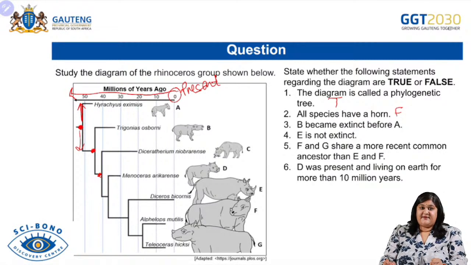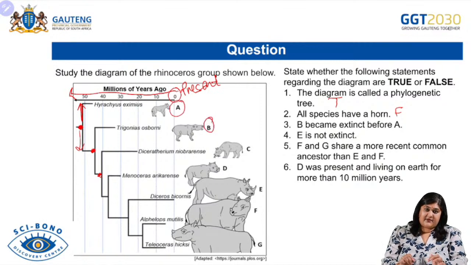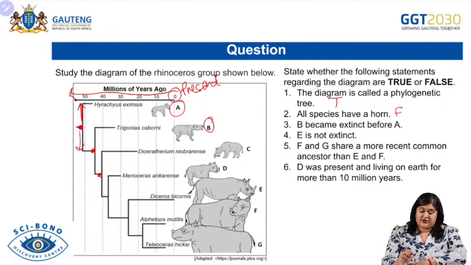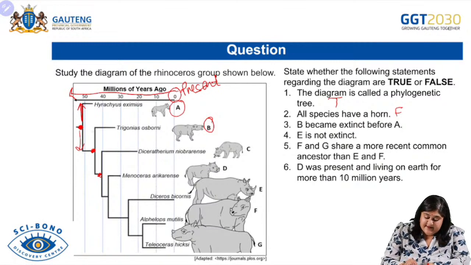B became extinct before A. So now you go to the diagram and you identify where B is and where A is. Now, this is what I wanted to show you. Let's look at B. B originated here. So you take the beginning of the line. That is when it evolved. That's when it came into existence. When the line ends, that indicates when it became extinct. So this line, you can see it's floating in the middle here. That is when it became extinct.